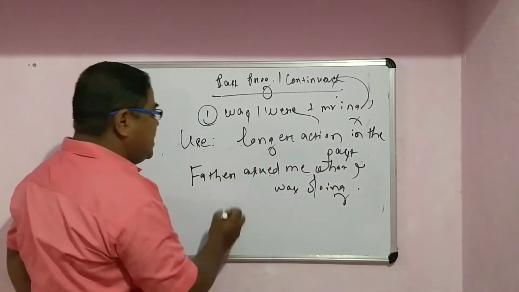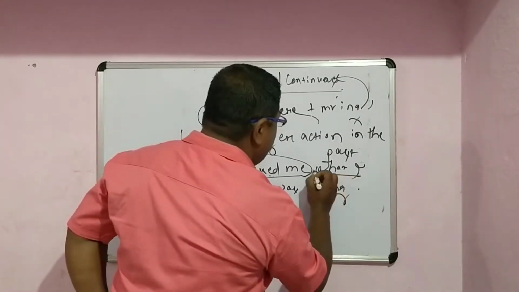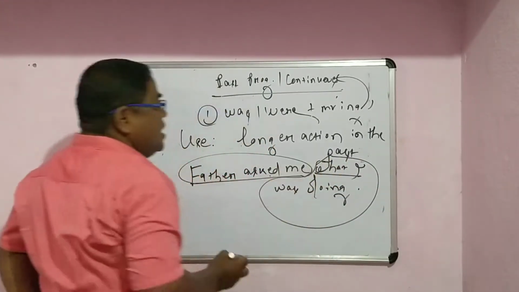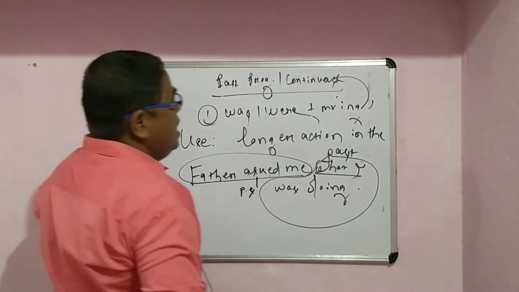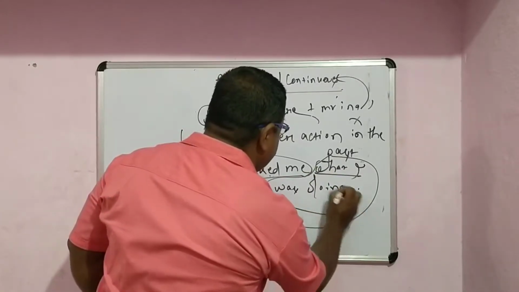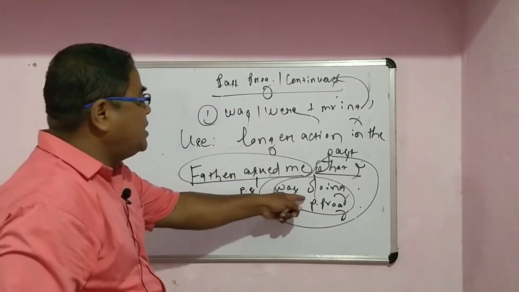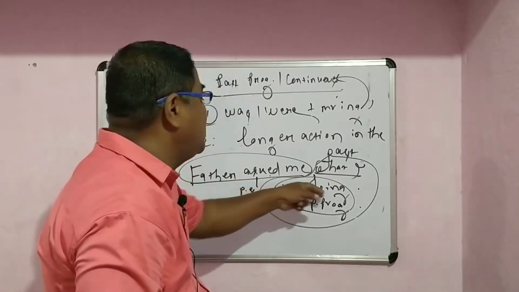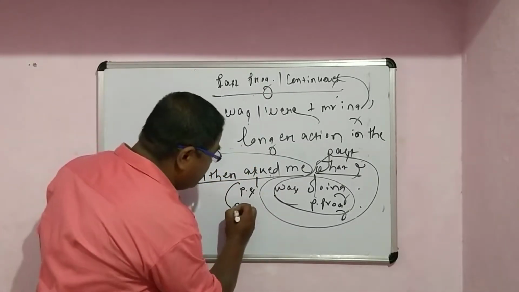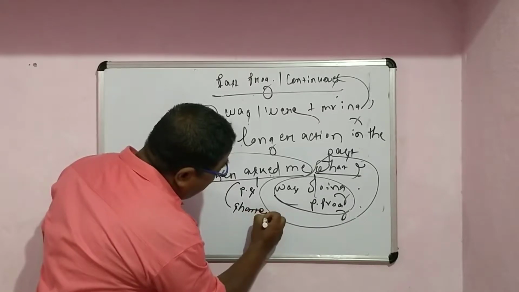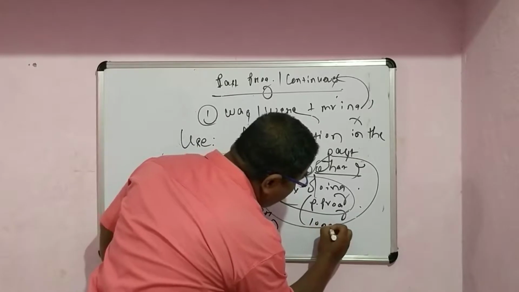Father asked me what I was doing. In this particular sentence, we have two clauses. Father asked me, this is the first clause. And what I was doing, this is the second clause. Remember, in the first clause, asked is the past simple, as you already know. And the second form of the past tense is called past progressive. Here past progressive means my doing a certain thing was going on when father asked me. So asked, past simple, is called the shorter action in the past. And was doing is the longer action in the past.